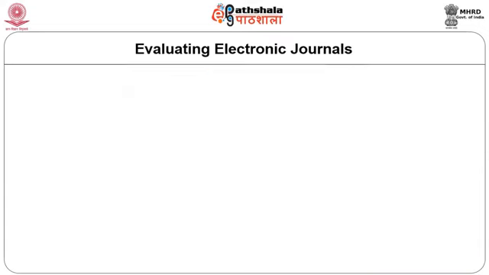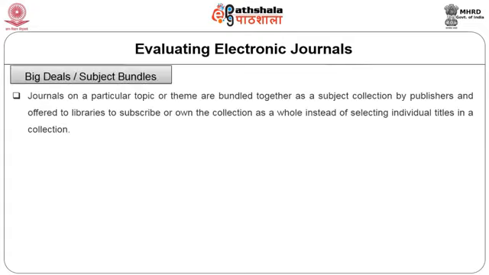However, evaluation criteria which influence the collection development decisions for electronic journals, which are emerging apart from these traditional methods, are quite the same as that of databases, which is the advent of big deals and subject bundles. Journals on a particular topic are often bundled as subject collections by publishers and offered to libraries to subscribe as a whole collection, instead of individual titles.